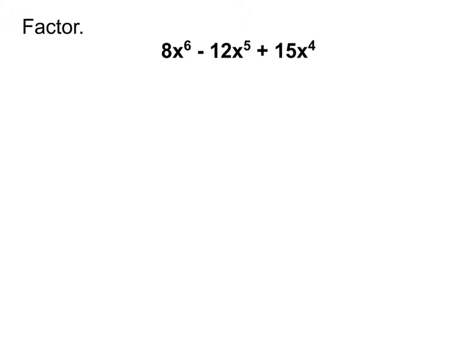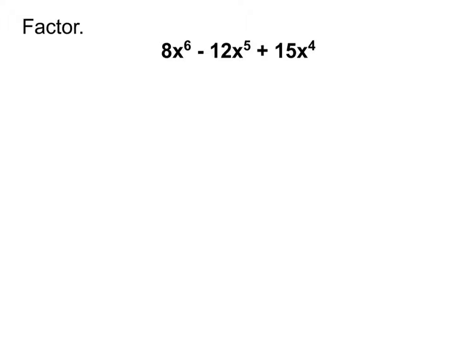Now, just take a look at this problem. It's the same basic process. We're going to be looking at every single term and just saying, what can I pull out of every term? And I first look at the numbers. So the 8, the 12, and the 15. What can I divide all of those by? 1. That's about it. There is no number other than 1 that I could divide out of all 3 of those. So there's no number that I'm going to factor out this time.